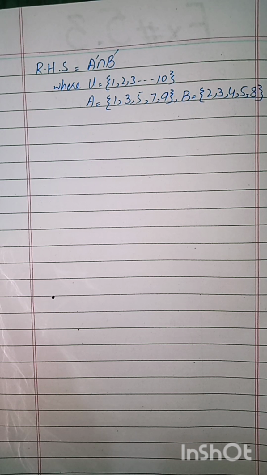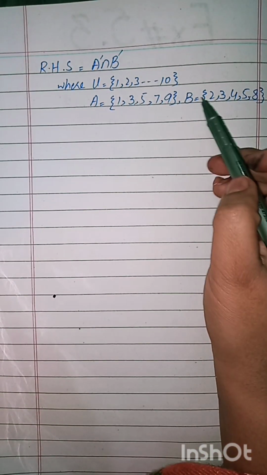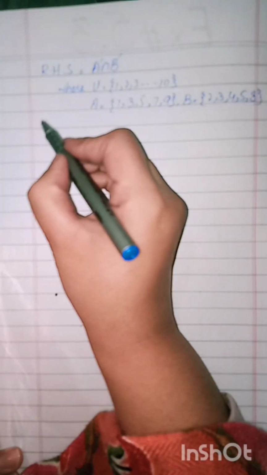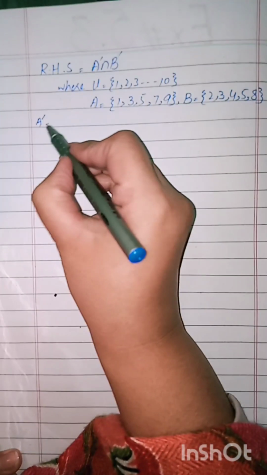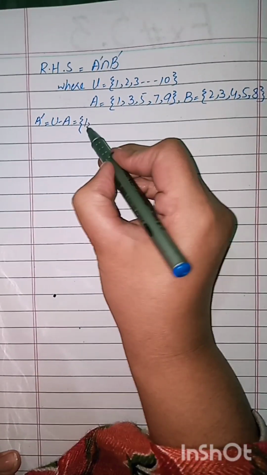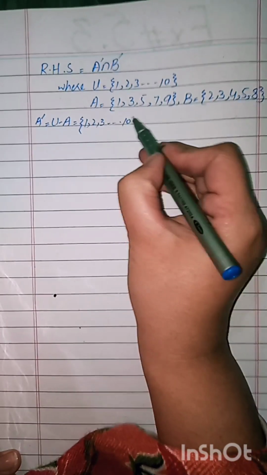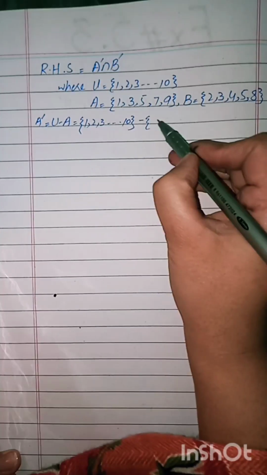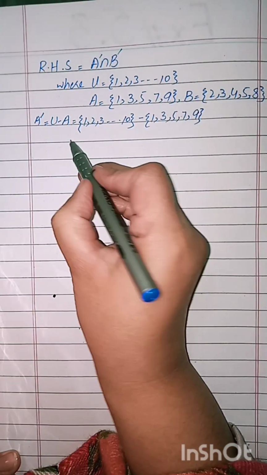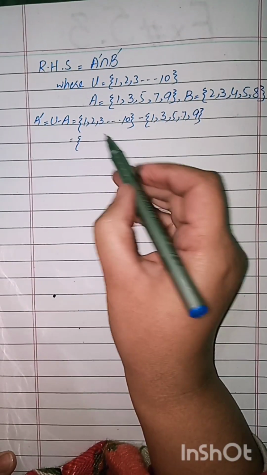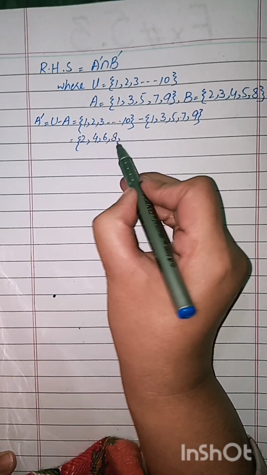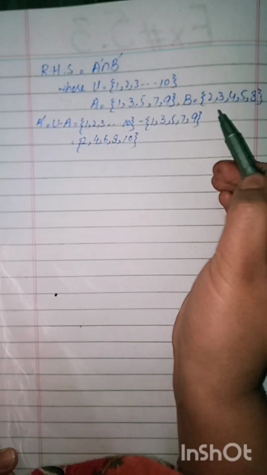Now we have to find right hand side. So the given sets are U, A and B. For this, first of all we have to find A complement, which is equal to U minus A. The U set is 1, 2, 3 up to 10 minus A, which is 1, 3, 5, 7, 9. So our answer will be 2, 4, 6, 8 and 10.